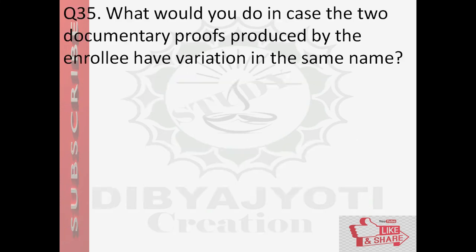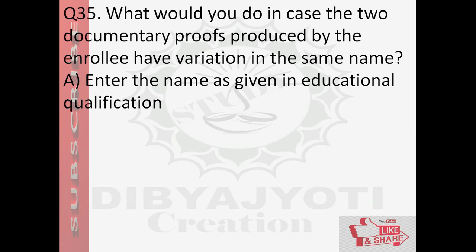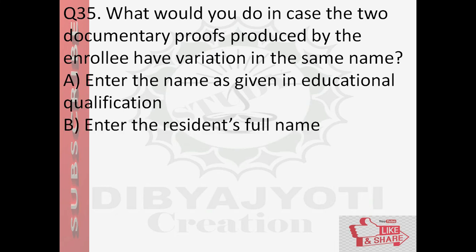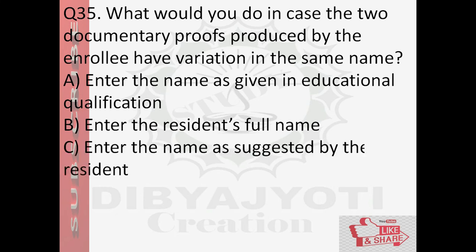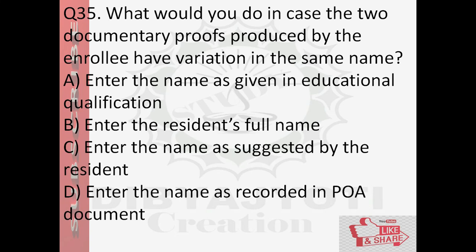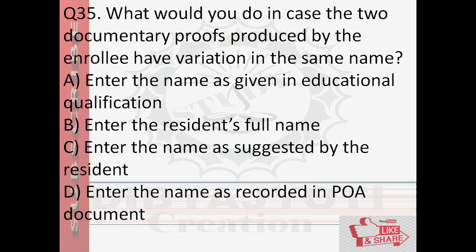Question number 35. What would you do in case the two documentary proofs produced by the enrollee have variation in the same name? Enter the name as given in educational qualification. Enter the resident's full name. Enter the name as suggested by the resident. Enter the name as recorded in POA document. And answer is option D, enter the name as recorded in POA document.